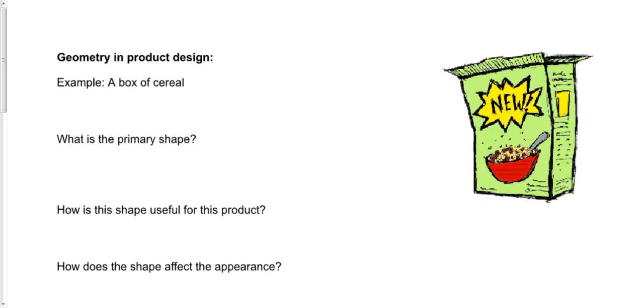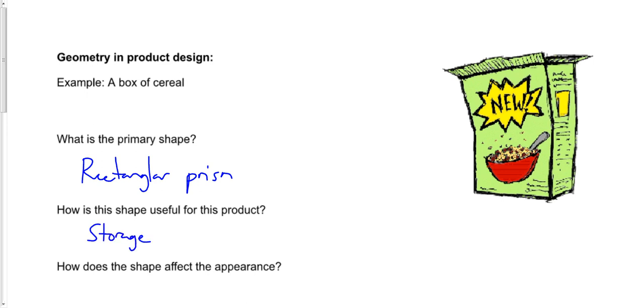The next example here is where we see geometry being used in design. And so here we have a cereal box. The primary shape of this cereal box is obviously going to be a rectangle, or specifically, because it's a three-dimensional structure, it's going to be a rectangular prism. So a rectangular prism, which just means a three-dimensional rectangle. Okay, and how is this shape really useful for the product? Well, it's designed for storage.